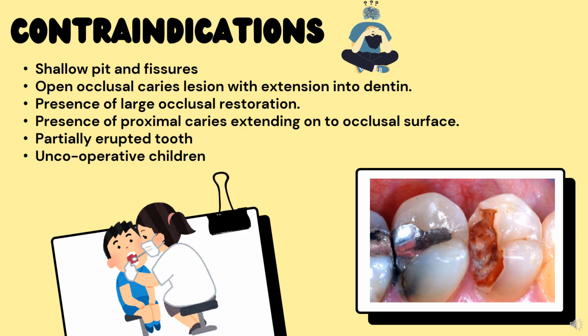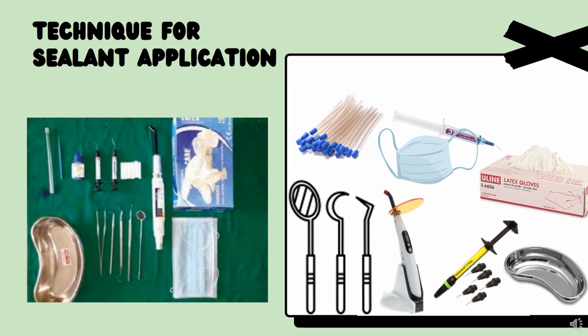Now next, moving to the contraindication. Contraindications of Pit-and-Fissure sealant: open occlusal caries lesion with extension into dentin, your Pit-and-Fissure sealant is contraindicated. Presence of large occlusal restoration. Presence of proximal caries extending onto the occlusal surface. Partially erupted tooth and uncooperative children, you avoid this Pit-and-Fissure sealant. Next is the technique of Pit-and-Fissure sealant.